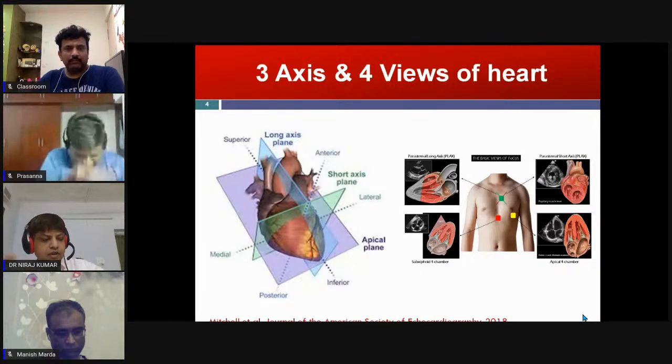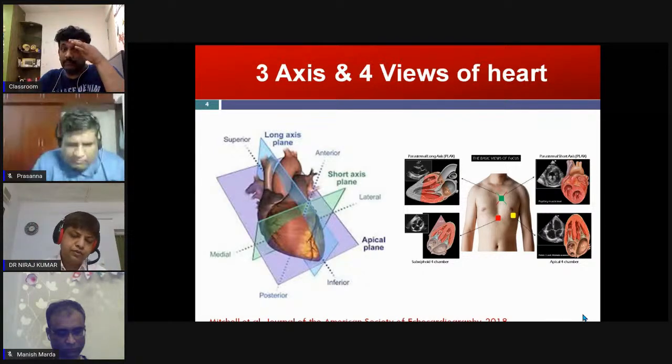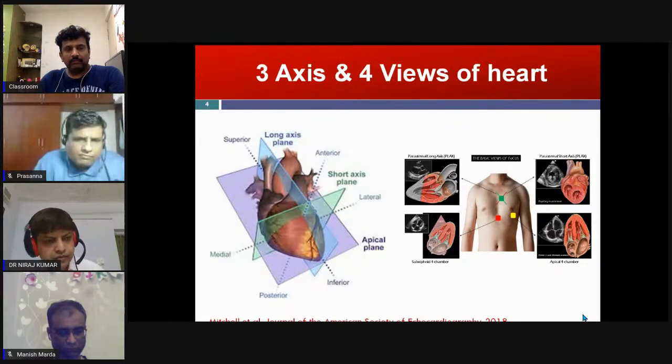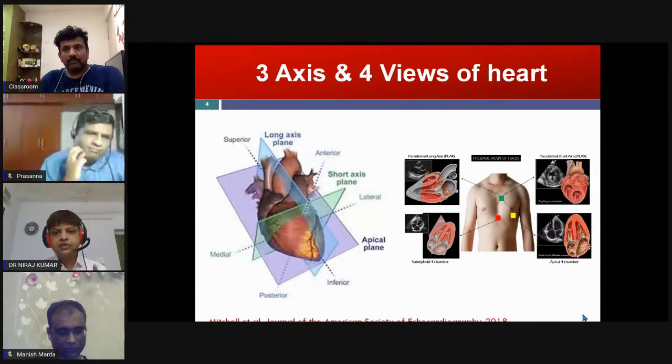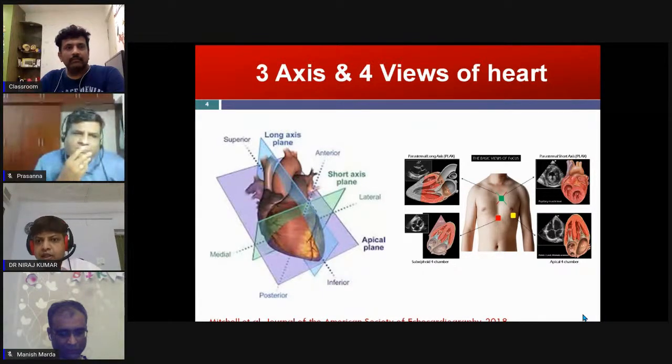Remember, we are not cardiologists, and we are not doing advanced echocardiography. We just want to do a focused echocardiography. That means we have certain focused clinical questions in our mind, and we just want the answers to those focal questions. We are not doing comprehensive echocardiography. So what are those focal questions? We are interested to know whether the heart is beating or not. If the heart is not beating, you have to suspect cardiac arrest. Sometimes it is difficult to diagnose even cardiac arrest.